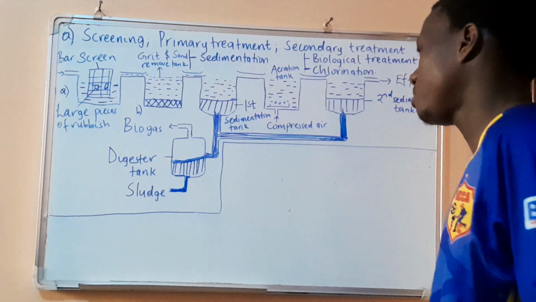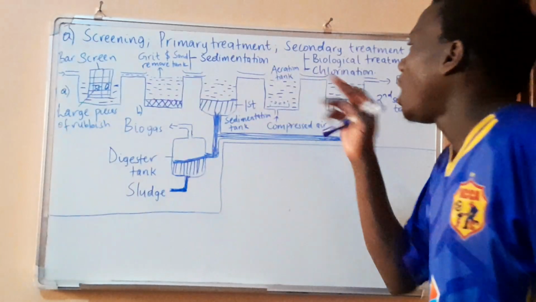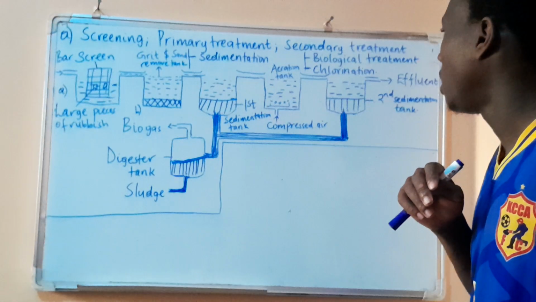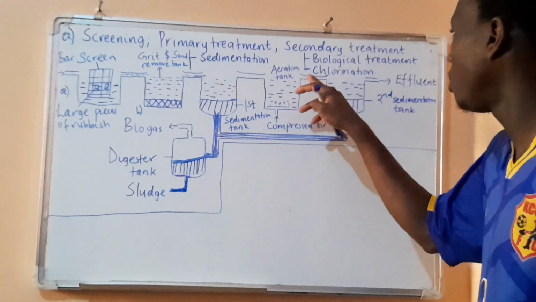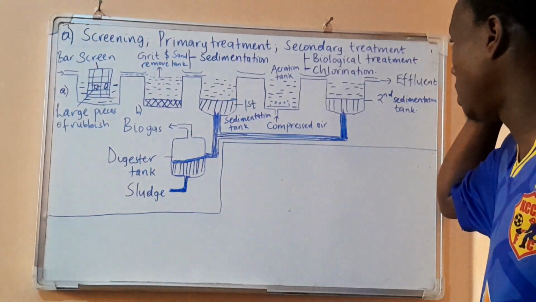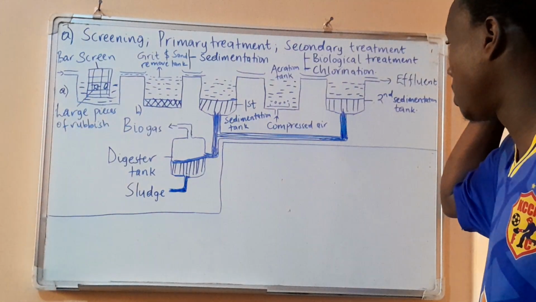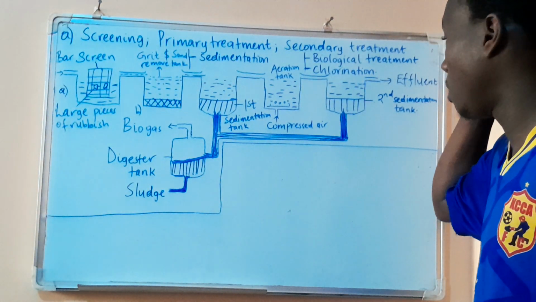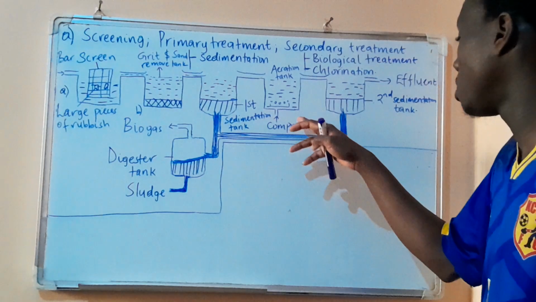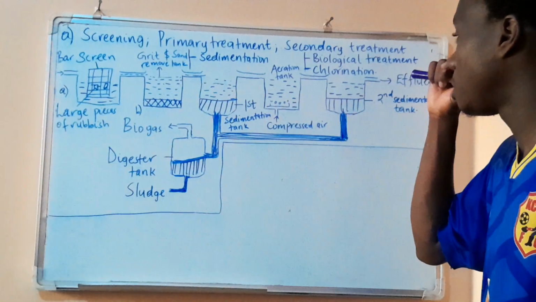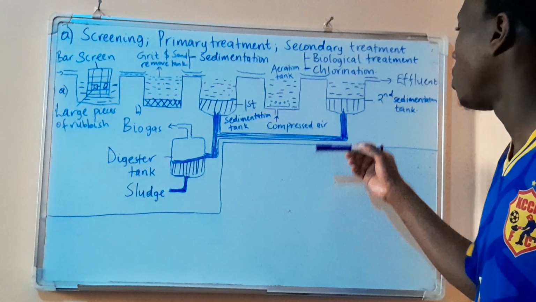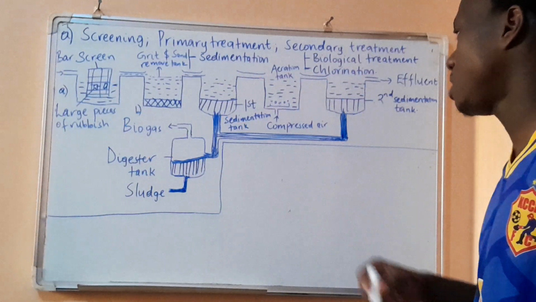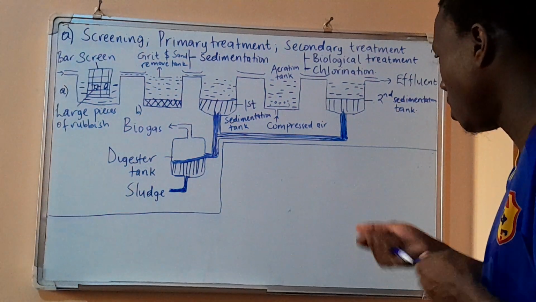So that's the use of this first sedimentation tank. Now we have also the aeration tank, also known as the biological treatment stage or the secondary treatment stage, where they introduce aerobic bacteria. Aerobic bacteria are aerobic because they work in the presence of oxygen. So that's why we have to let in compressed air such that we facilitate the activity of the aerobic bacteria.